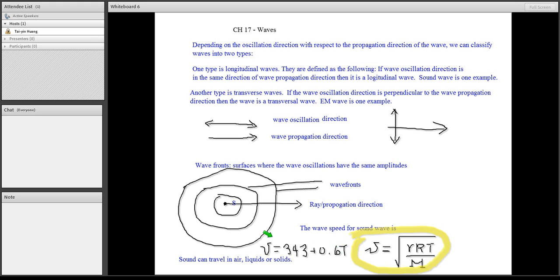Now in this case, the temperature is expressed in Celsius. So this equation and that equation, they all deal with the speed of sound. This equation is for when you are given the temperature and the molar mass, and you can calculate the speed of sound. And this equation is for when you are given the temperature expressed in Celsius, and then you can calculate the speed of sound.